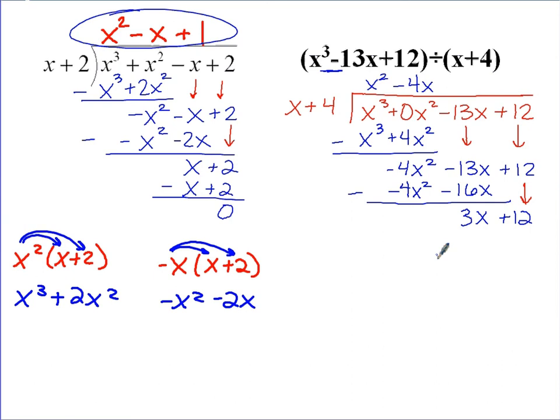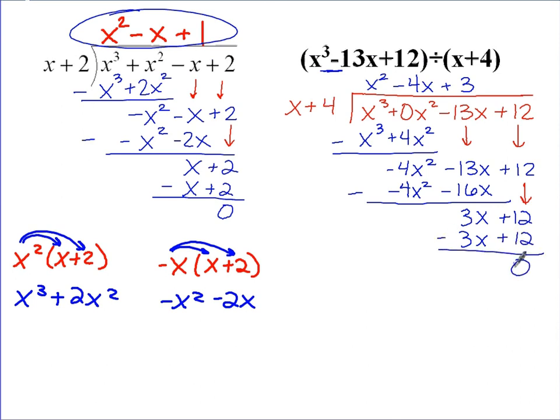Okay, and lastly, I'm going to look over here and say, do this step one more time. X times what is 3x? And that would be 3. This 3 needs to be multiplied by the x and the 4. So 3 times the x is 3x. And 3 times the 4 is plus 12.